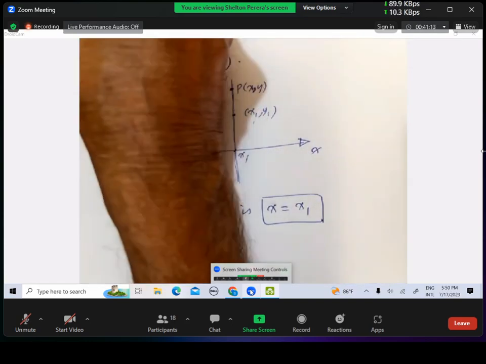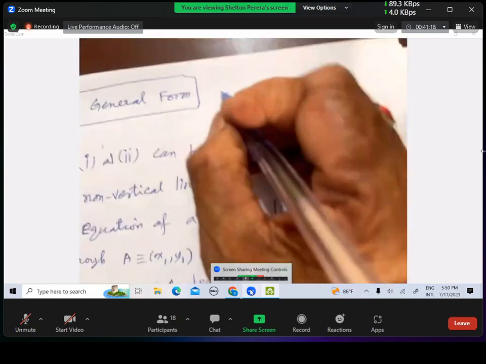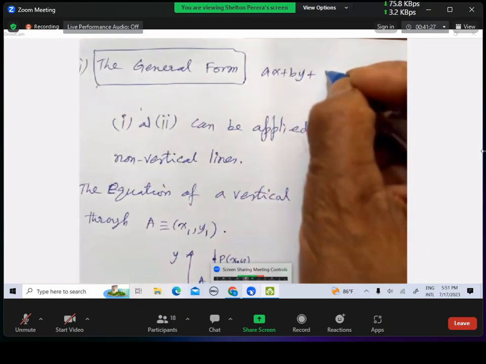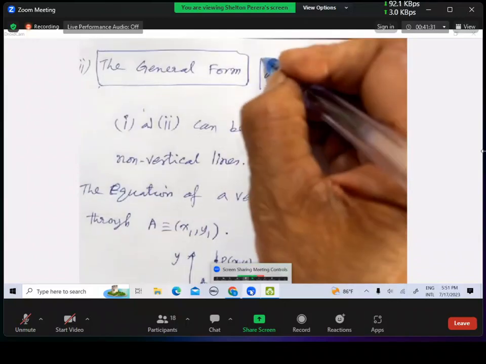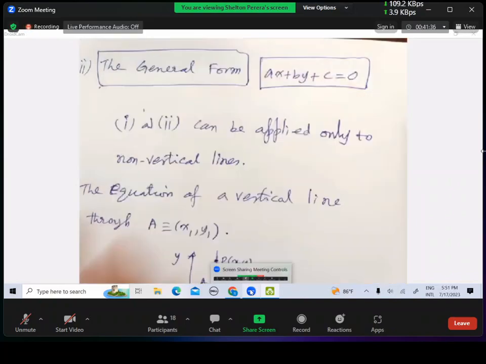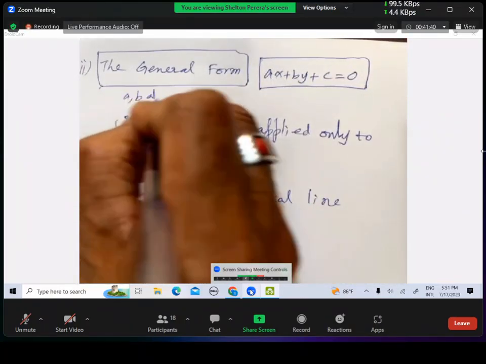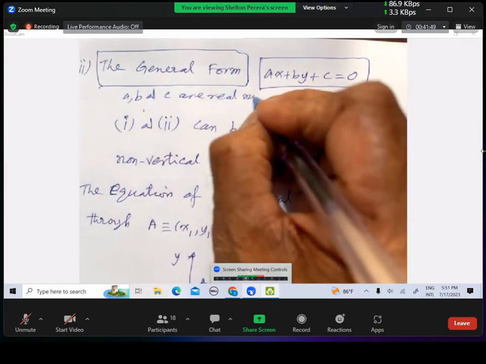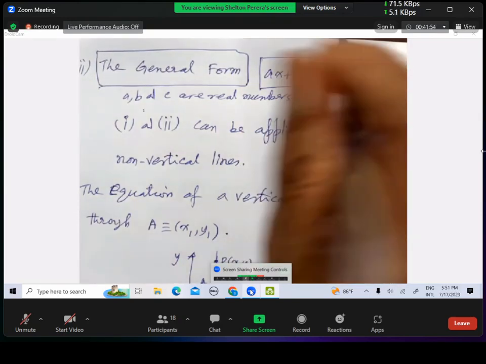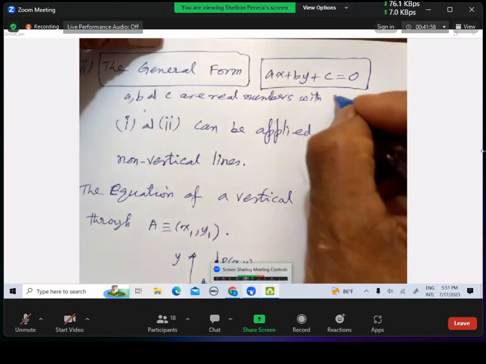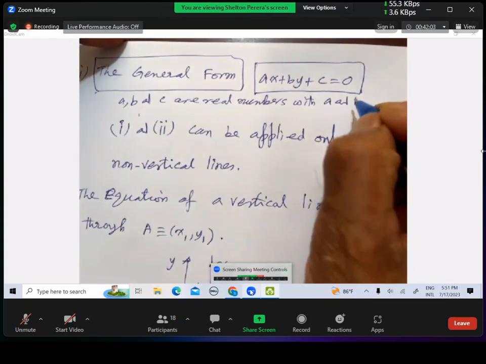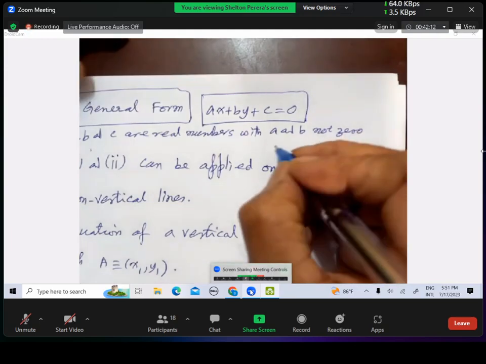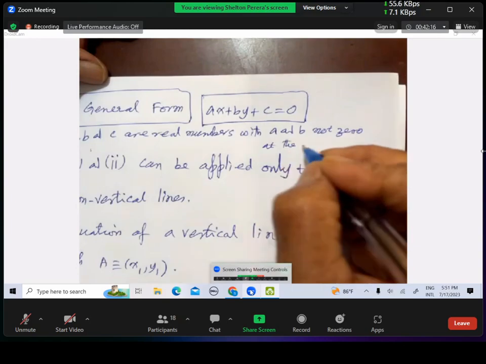So now we go to the general form. The general form is ax plus by plus c equal to 0, where a, b and c are real constants, with a and b not both 0 at the same time.